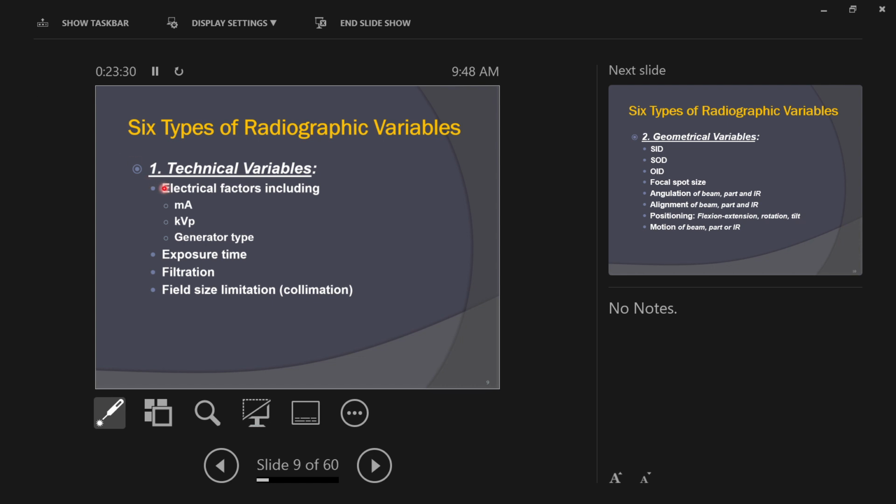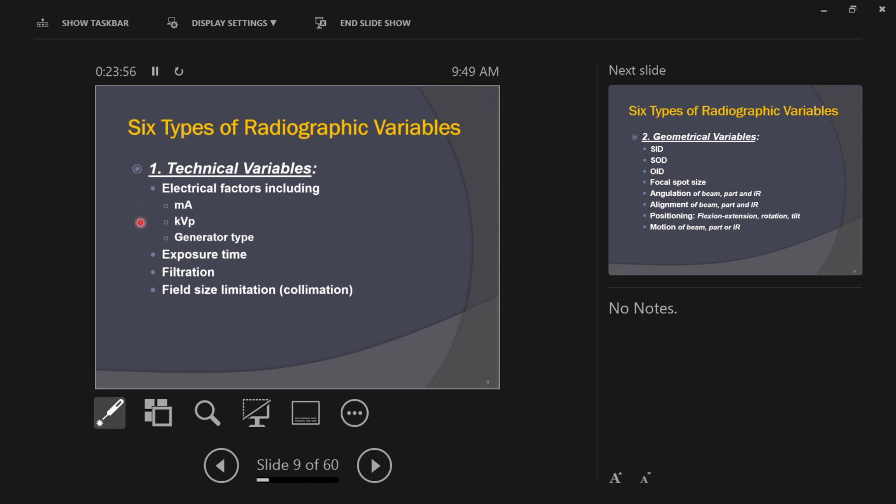So there's 6 categories for radiographic variables. It gets to be a big long list, which is one of the main reasons why I like giving you the lecture notes. So the first is technical variables. Think of these as radiographic technique or technique selection. It's the things that you go to the control console and you physically change. You change them between patients or between images.